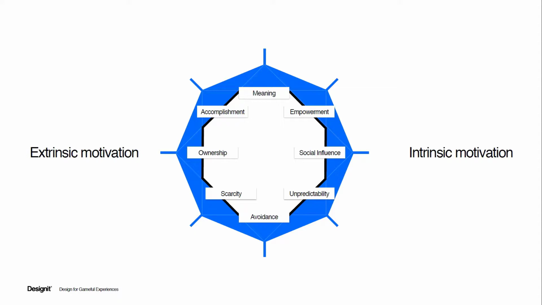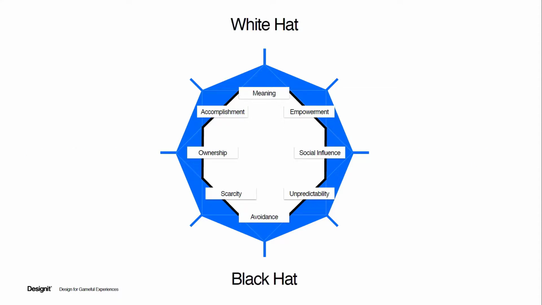You can notice that on the top, there are positive drivers. In the framework, they call it the white hat drivers. And on the bottom, you have the black hat, so the ones that are negative. But the fact that you have positive and negative doesn't mean that you only have to use the top. It just means that some people react to negative drivers.